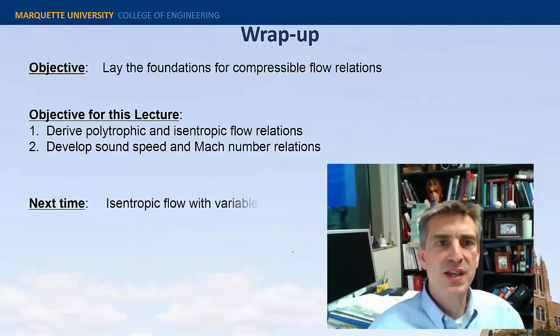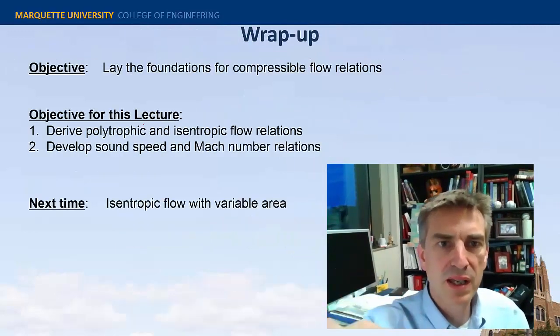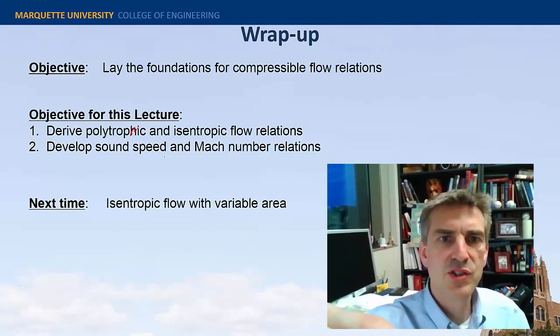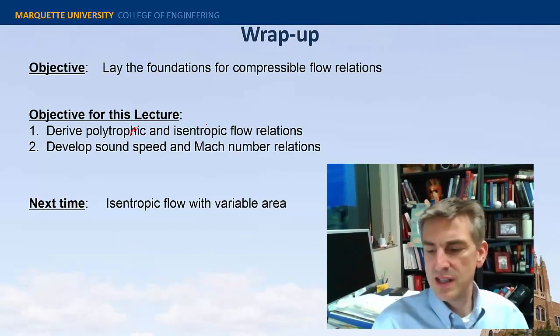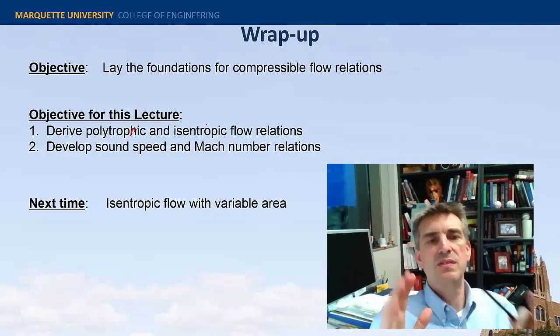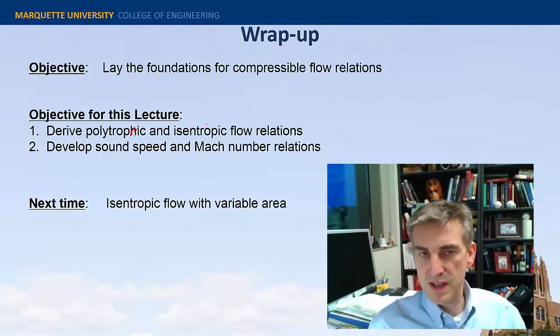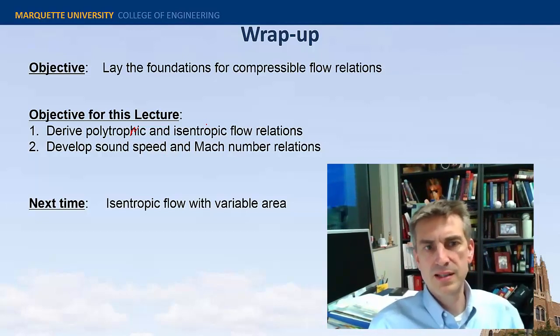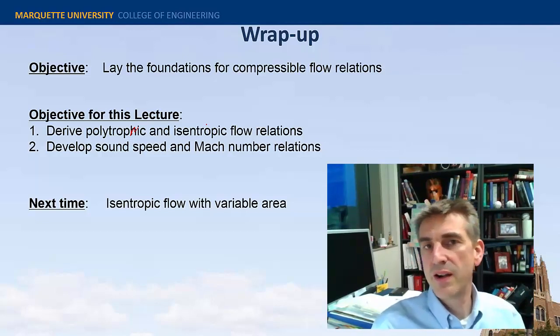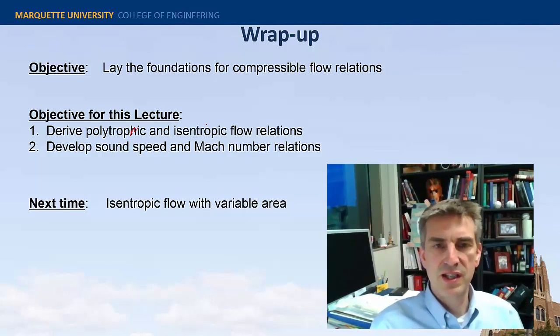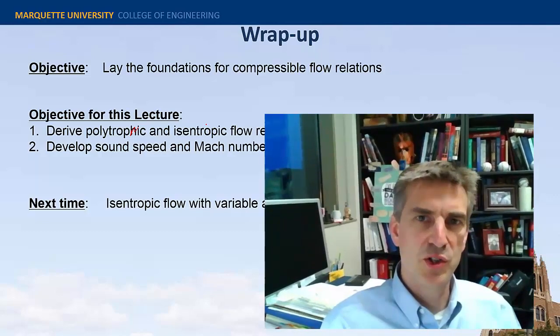Anyway, let's wrap this up. We derived the polytropic relationships and the isentropic flow relationships, and we developed the sound speed, so we have a good foundation to move forward. And next time we'll talk about isentropic flow through variable area nozzles, whereas here we just had that square control volume.